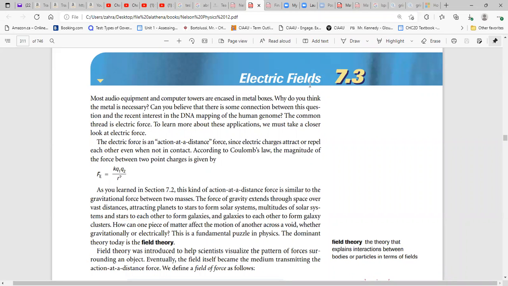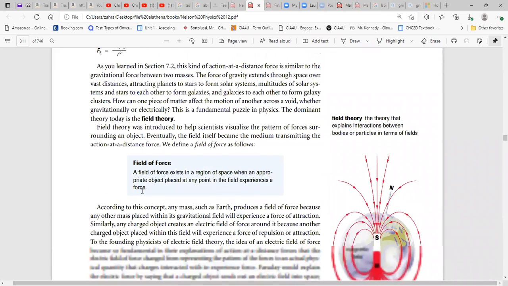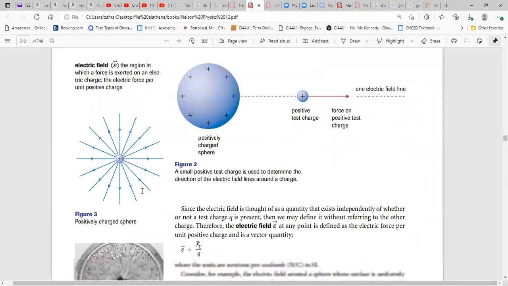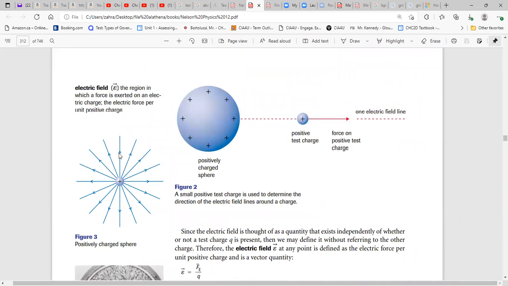7.3 Electric fields. We know the electric force between two charges Q1 and Q2 is kQ1Q2 divided by r squared, where r is the distance between them. Any charge creates a field around it. That's why charges exert force on each other. How do they communicate? They communicate by the field that is around them.